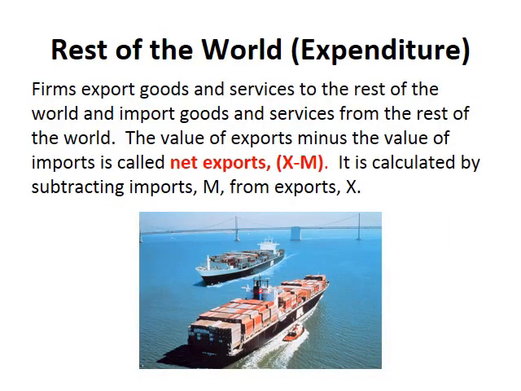And the rest of the world, the 4th kind of expenditure. Firms export goods and services to the rest of the world and import goods and services from the rest of the world. The value of exports minus the value of imports is called net exports. We can refer to it as X for exports minus M for imports, and it is calculated by subtracting imports from exports.